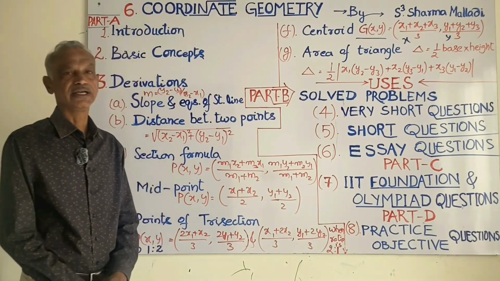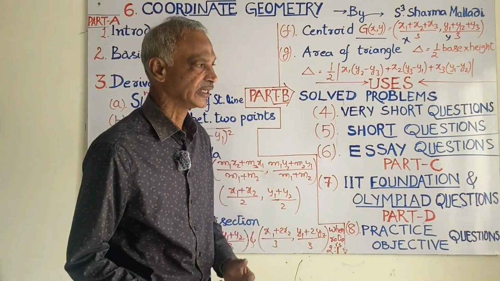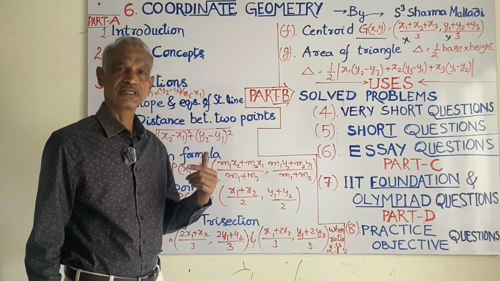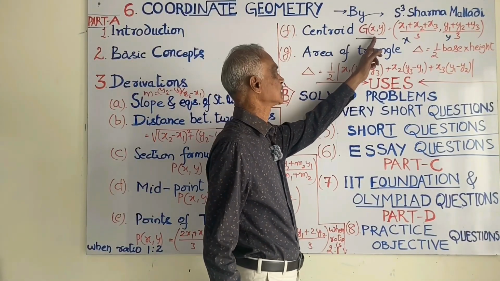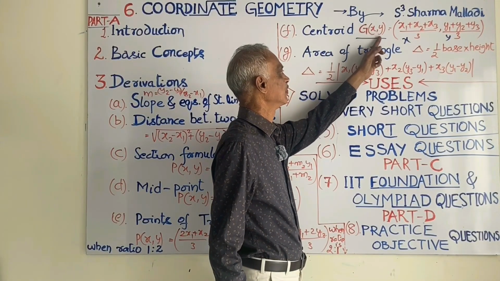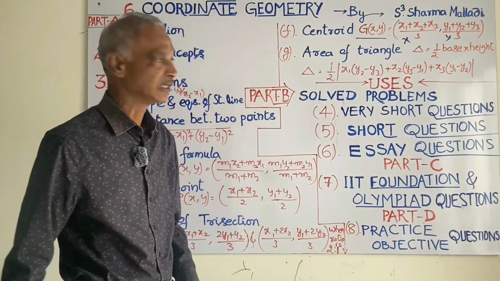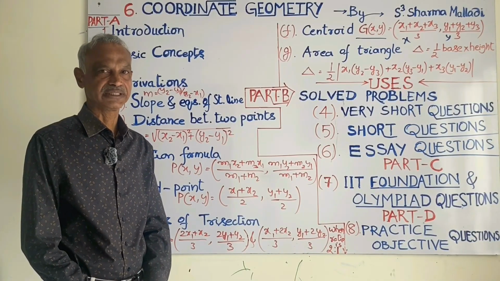Next, centroid. If you know the vertices of a triangle (x1, y1), (x2, y2) and (x3, y3), you can find the centroid of a triangle, which is the intersecting point of medians. G(x, y), this is a point (x, y), x coordinate will be in the form of x1 plus x2 plus x3 by 3 and y coordinate will be y1 plus y2 plus y3 by 3.